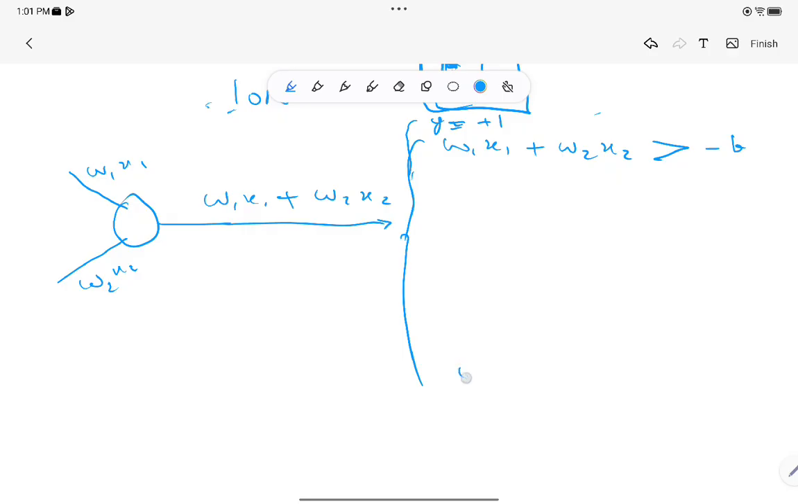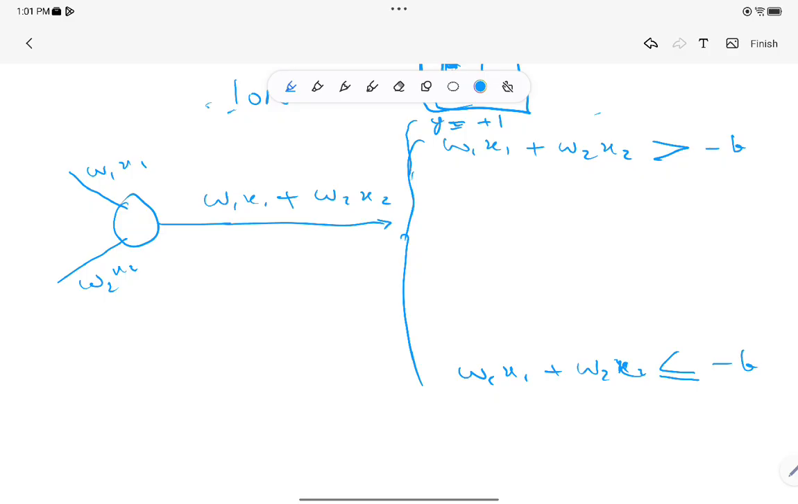On the other hand, if the sum of w1 x1 and w2 x2 is less than minus b, the neuron will remain switched off. Let us take the equal case also with that. So this is what we call a neural network, our first encounter with a neural network, the simplest, of course.